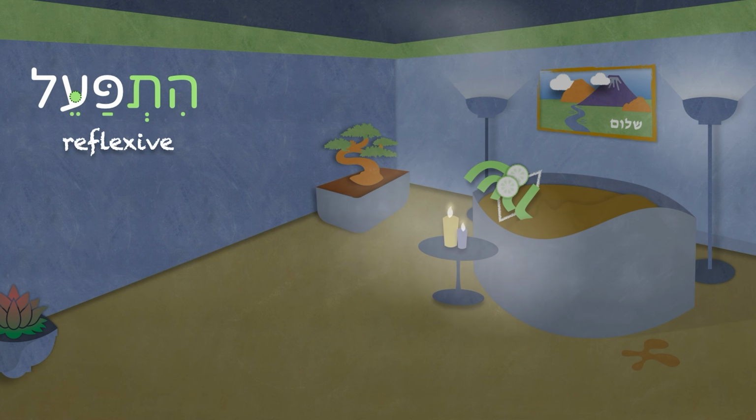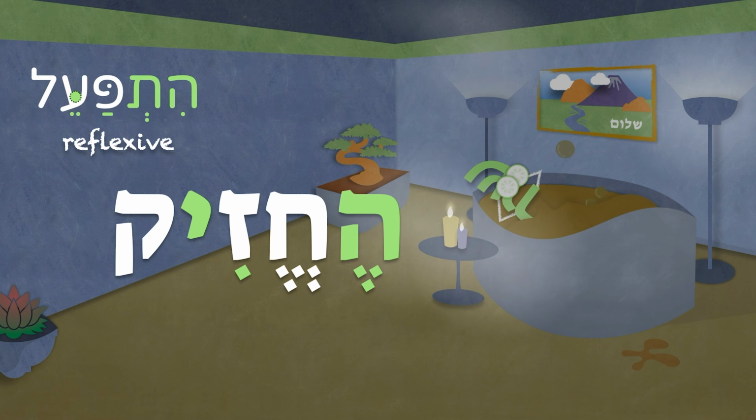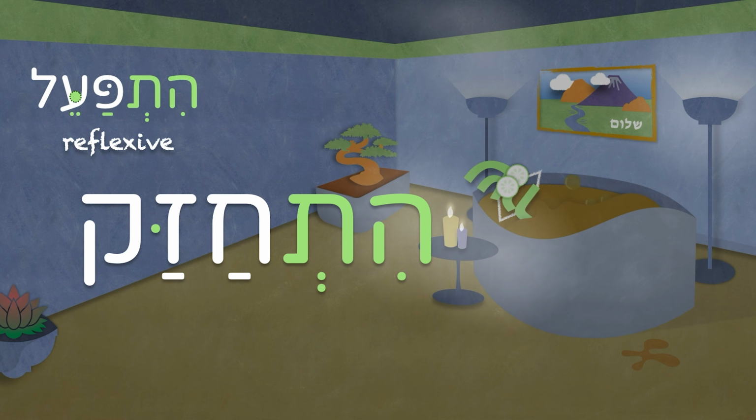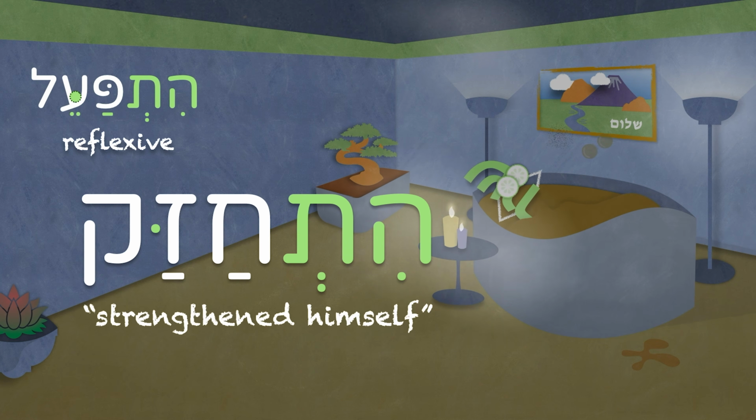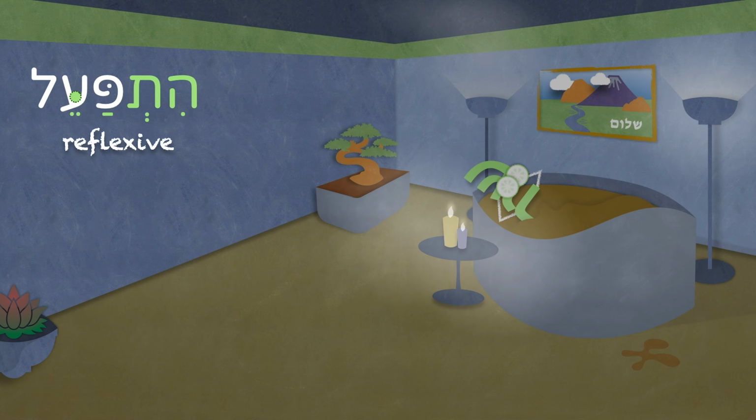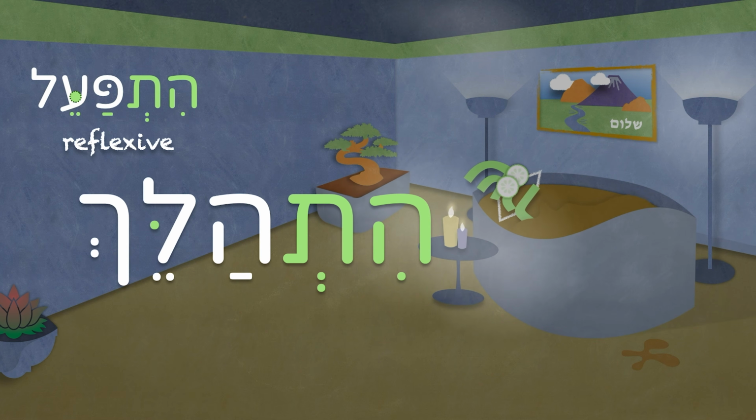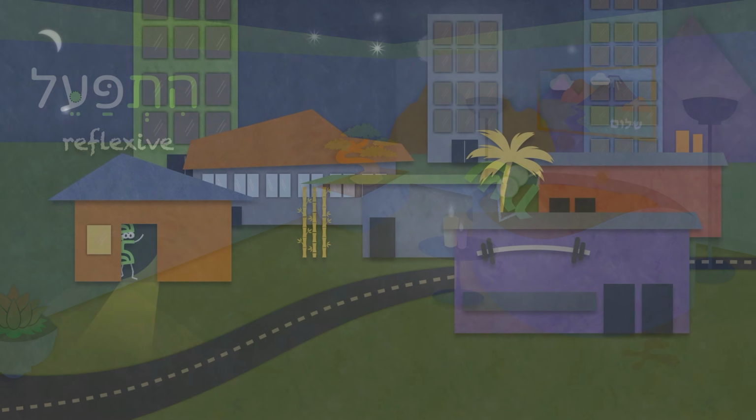Here's another one. In hif'il, hechazik means he caused to be strong, or he strengthened. But in hitpa'el, hitchazak is he strengthened himself. Okay, now this one's a bit different. Remember how in the kal, halach was he walked? Well, in the hitpa'el, hithalech would be he walked himself. But it usually has the sense of walking back and forth. That is, he walked around or he paced. Sometimes hitpa'el verbs can have that kind of back and forth quality.